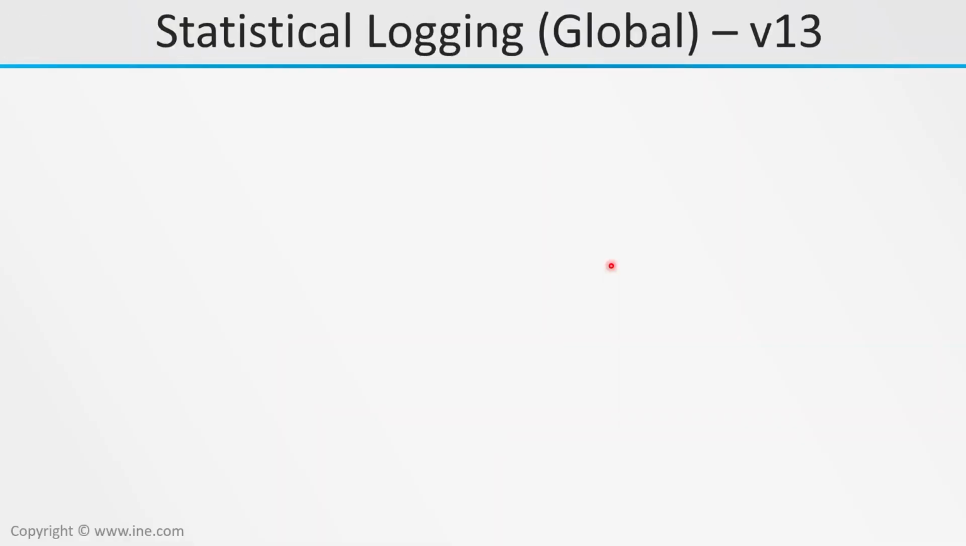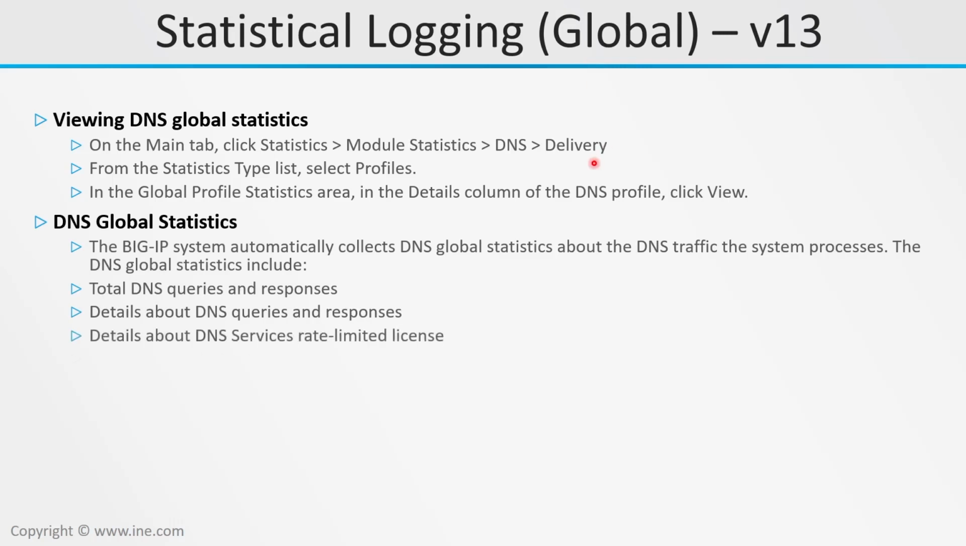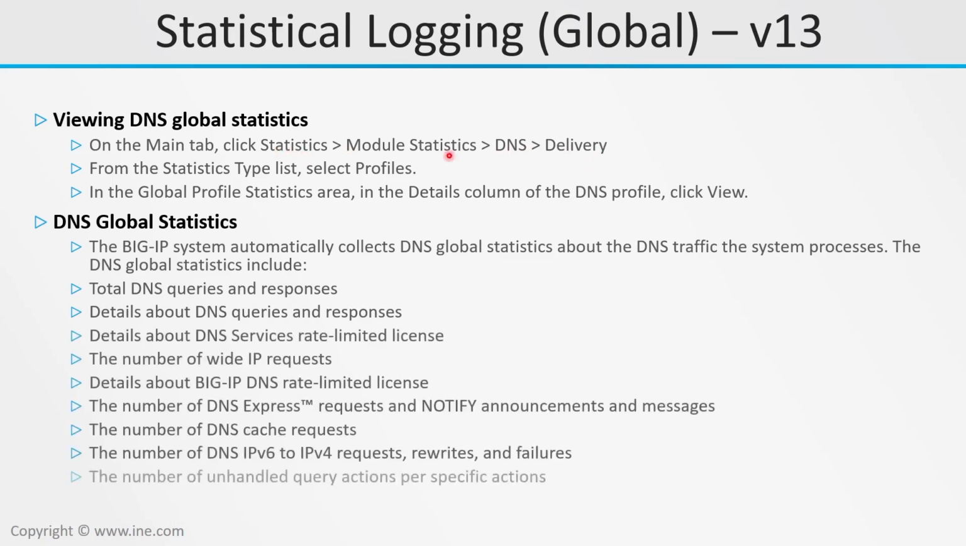Okay, so we touched on this a little bit in our previous video, but when we're talking about global statistic logging, that is the non-GSLB features. To view this, we can go to Analytics, Statistics, Module Statistics, DNS, and Delivery, and then choose our DNS profile that is tied to our listener. The global statistics include a lot of information: general DNS traffic processing on the platform, queries and responses, the number of wide IP requests, cache requests, etc. And we looked at that detailed TMSH output in the previous video.